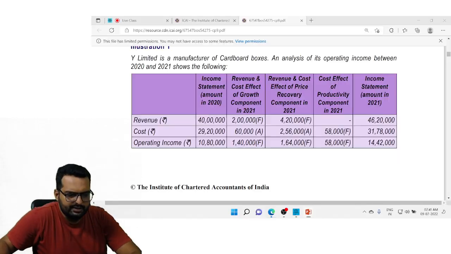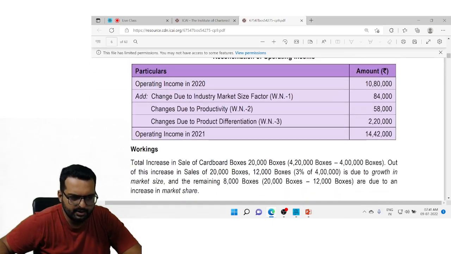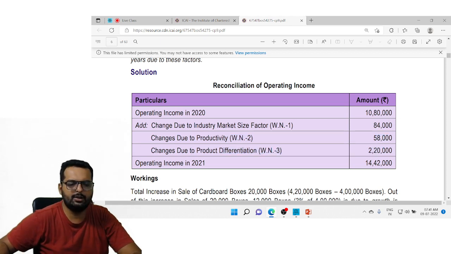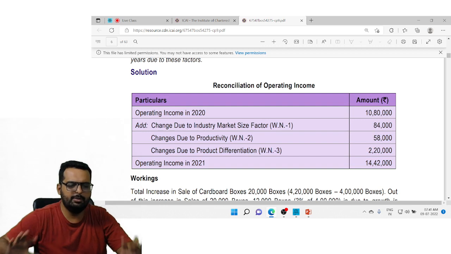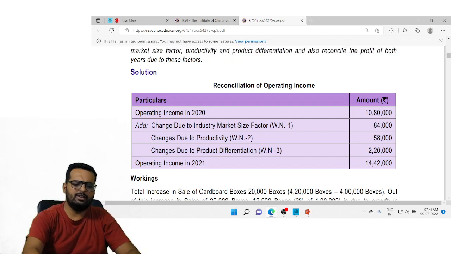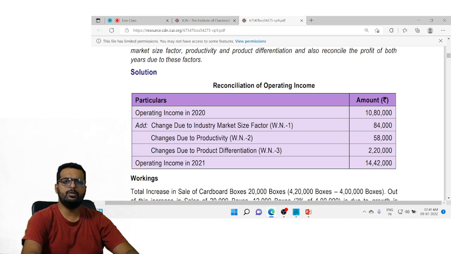All right. So friends, I'll just show you the final solution. Look, they have told operating income, market size 84,000, productivity 58,000, product differentiation 2,20,000. Just copy down this table and our answer is over. That's why I didn't do this earlier. This is a little tricky one which can be done only after we do standard costing reconciliation.